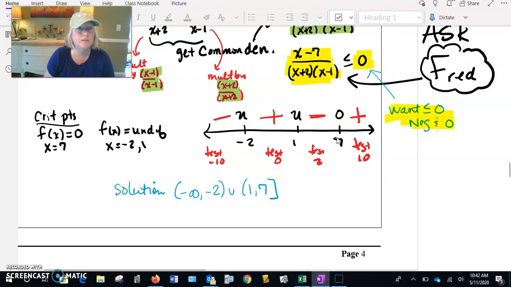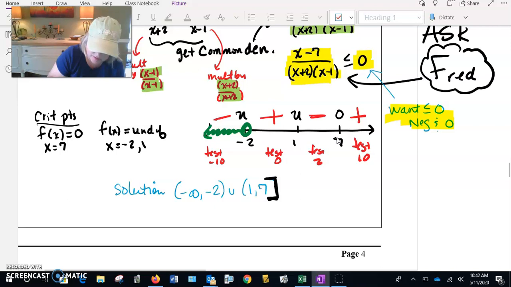So I want the negatives and the zeros. And that allowed me, when I did my solution, to know that this needed to be a bracket on that 7 because I was including the zeros. And also, if I go ahead and fill in the shading on the sign chart, it would look like this with a closed circle on the 7 right there.